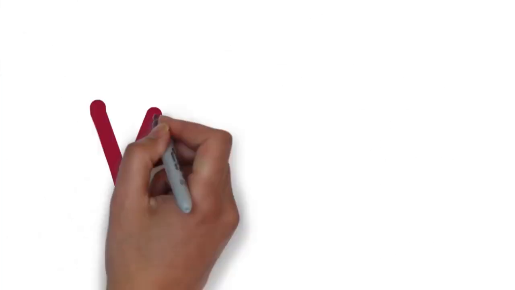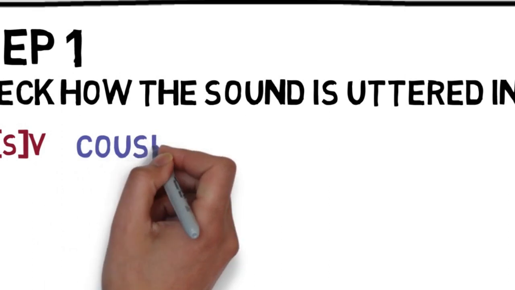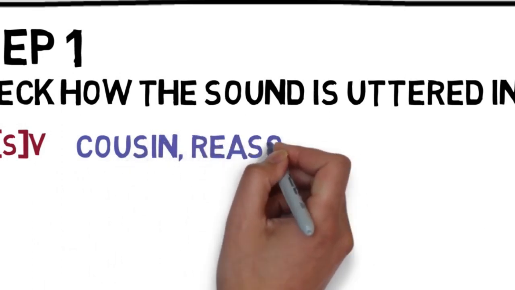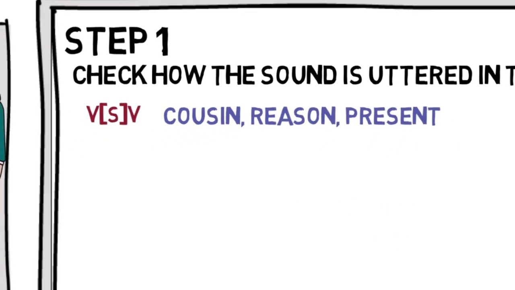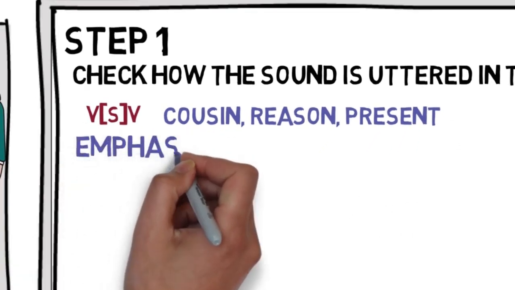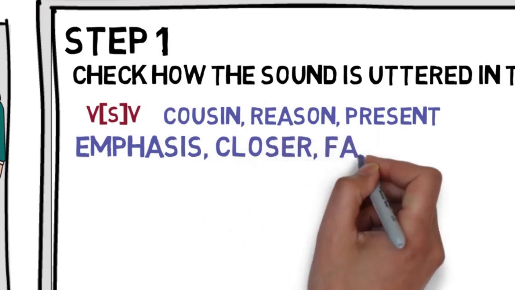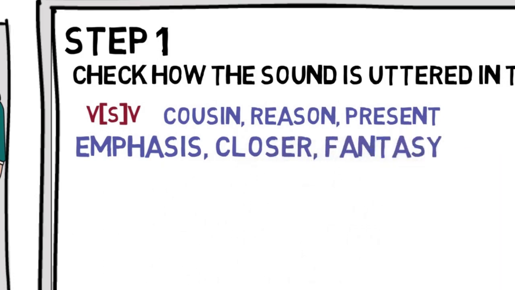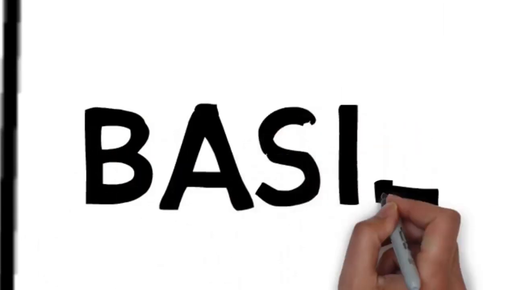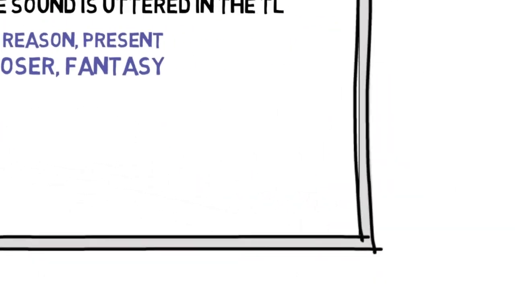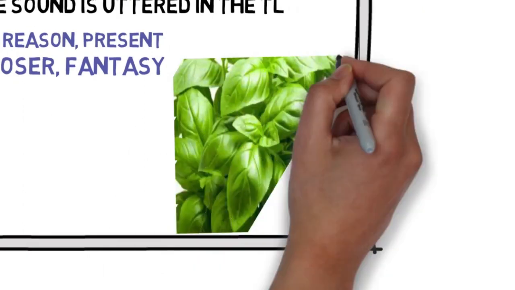For example, when the letter S appears between two vowels, it's usually pronounced za sound, like cousin, reason, present. Of course, there is a long list of exceptions like emphasis, closer, and fantasy. But words like basil in Arabic, it's pronounced basil in English, which is a fragrant herb.